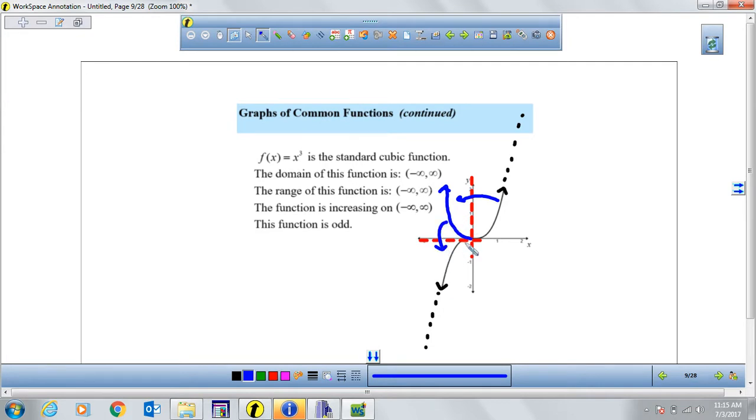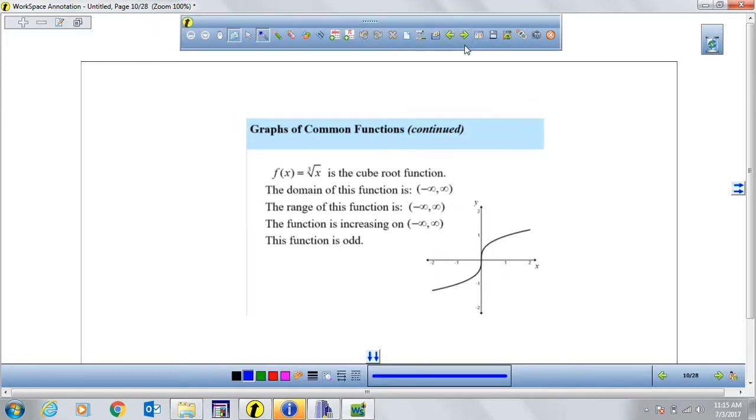It is going to create its own graph. It doesn't create something new. It creates something that was already there. So when I do a double reflection over the y-axis and then over the x-axis, it creates its own graph, meaning that it is an odd function because it has what we call origin symmetry.